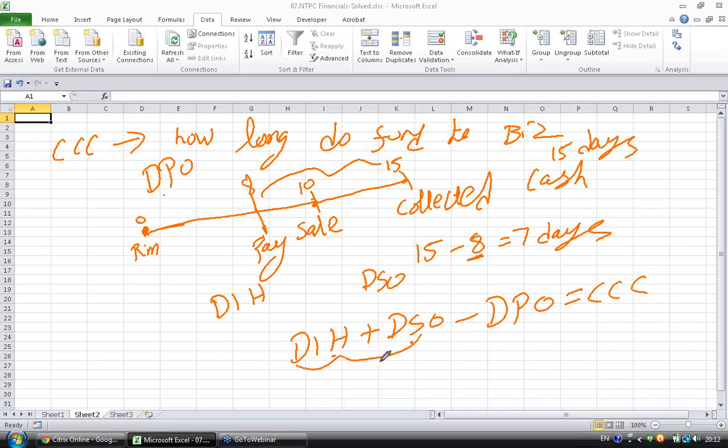These two are assets, right? So your days assets in hand minus days liabilities is equal to cash conversion cycle, right? So let's go ahead and calculate this ratio.